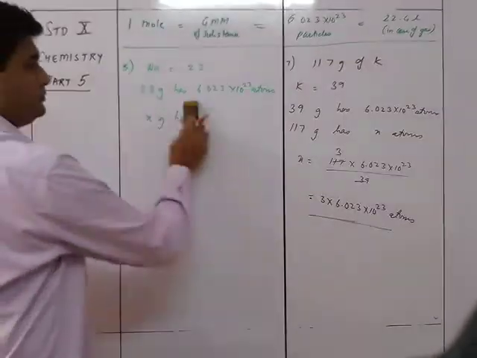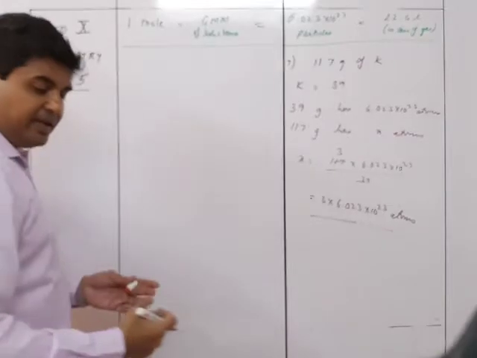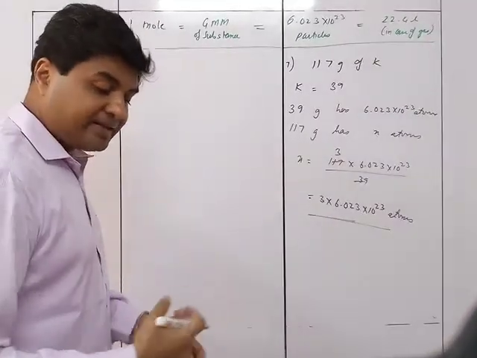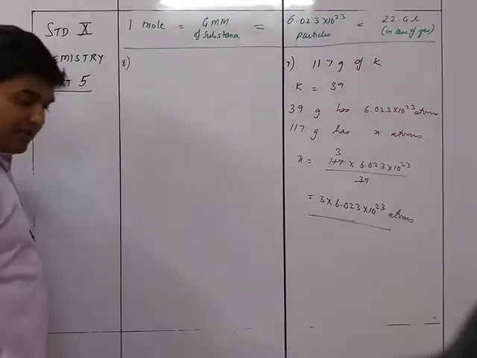Simple. Slowly and steadily you will find that it is becoming easier and easier because you are doing the same kind of sums again and again. So that was sum number 7. Now we see sum number 8.